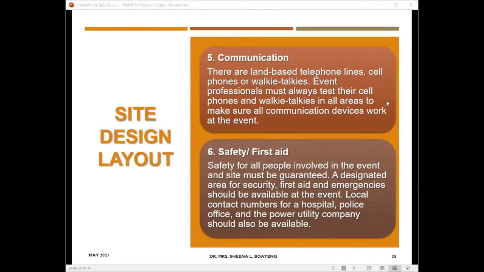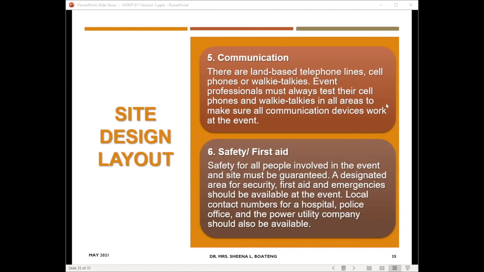Then we can talk about safety and first aid, which is very dear to Kasim's heart. The safety and first aid of all the people who attend an event are the responsibility of the event professional. So you need to make sure that everyone that attends your event, once they get to the venue, is safe and kept safe until they leave to their various destinations.